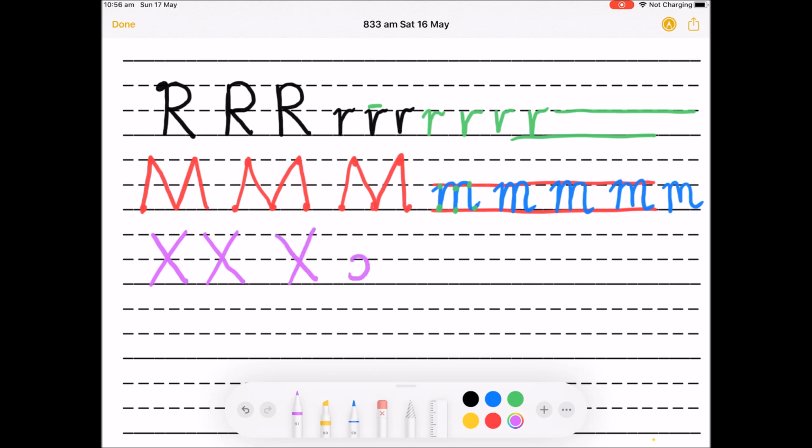Now, a lowercase x is like 2 C's, I reckon. So I start 1 here, and I come around, then I start another one at the same spot and come around again. So if I got rid of that one, don't you reckon it just looks like a C? So then this one is like a backwards C, and they're touching. X, x.